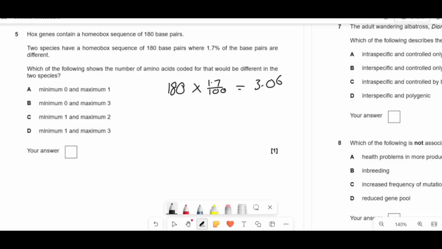So the minimum has got to be 0, and the max is 3. So it's got to be B. It doesn't matter that they're in pairs, because if it's this, this, and this, and then this, this, and this, they're just going to be complementary base pairs. So this triplet's what's read to actually then go and be transcribed and translated.